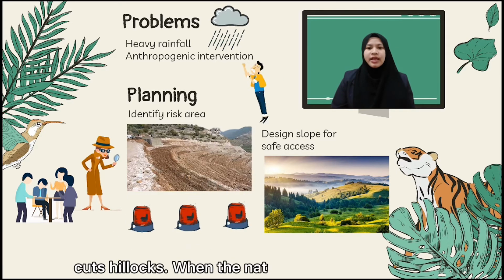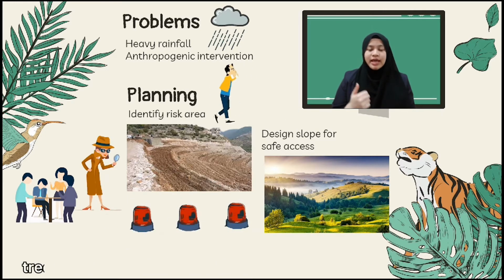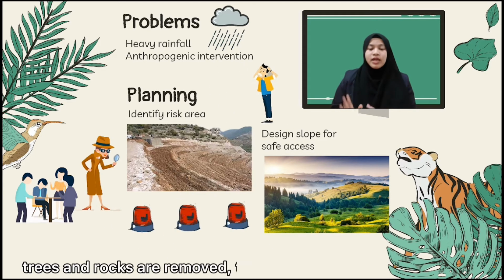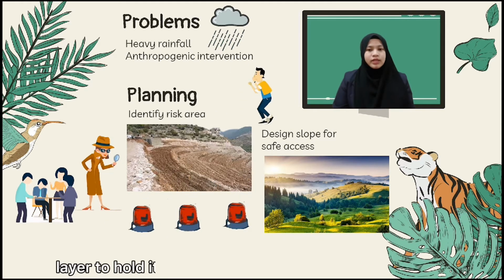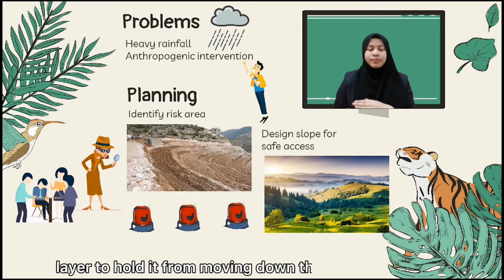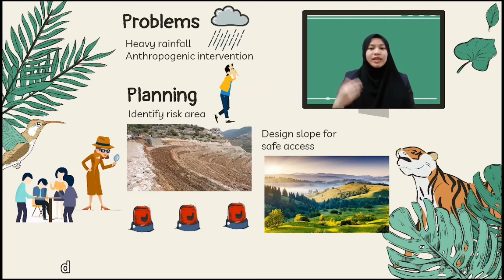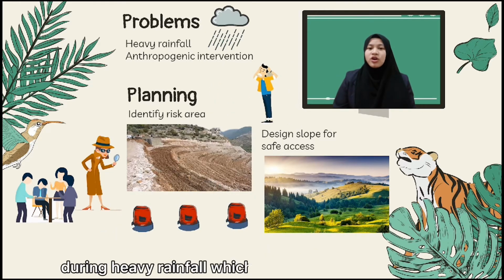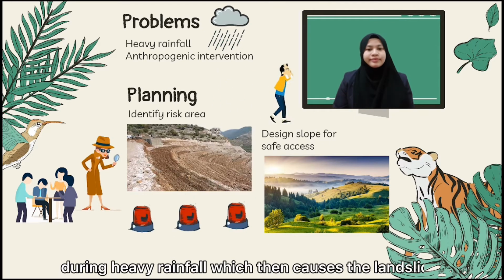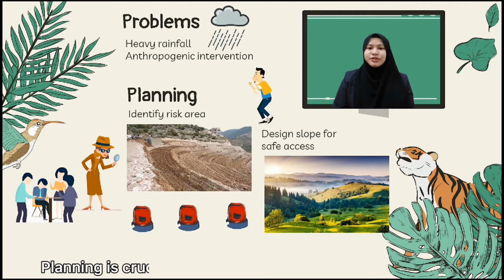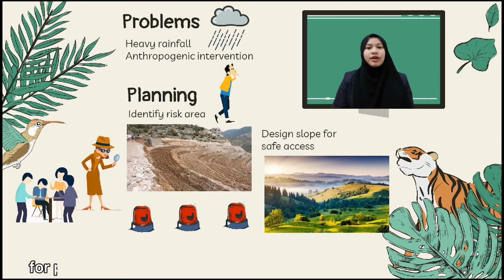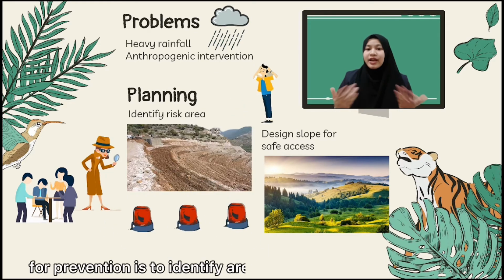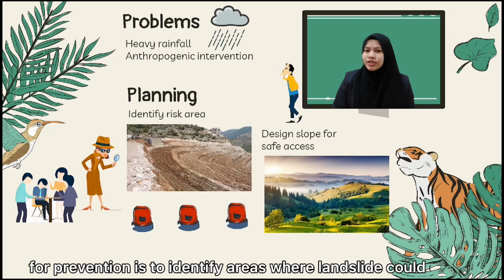When the natural landscape, such as trees and rocks, is removed, the soil does not have any protection layer to hold it from moving down the slope, especially during heavy rainfall, which then causes the landslide. Planning is crucial to reduce the risk of landslide. The first step for prevention is to identify areas where landslides could occur.